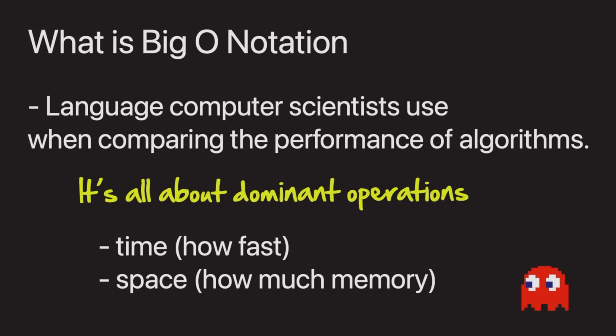Big O notation is the language computer scientists use when comparing the performance of algorithms. It's a way of looking at the dominant operations in an algorithm and really comparing it along two axes: time, how fast the algorithm goes, and space, how much memory it takes. Let's take a look at an example.